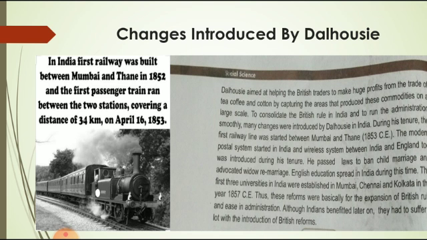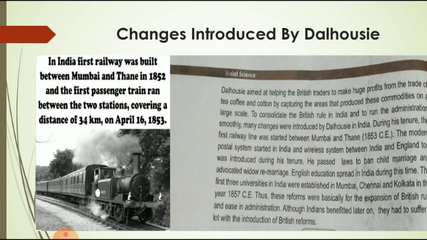English education spread in India during his time. The people became very interested in the English language, so he introduced English education and spread it all over India during his time. People came to know it and became very fluent in English education at that time. The first three universities in India were established in Mumbai, Chennai and Kolkata in the year 1857 CE.